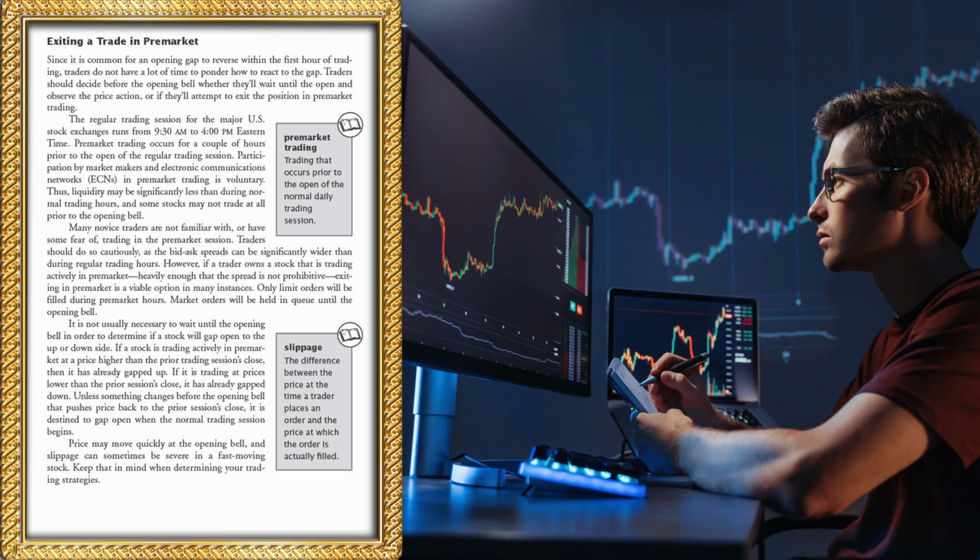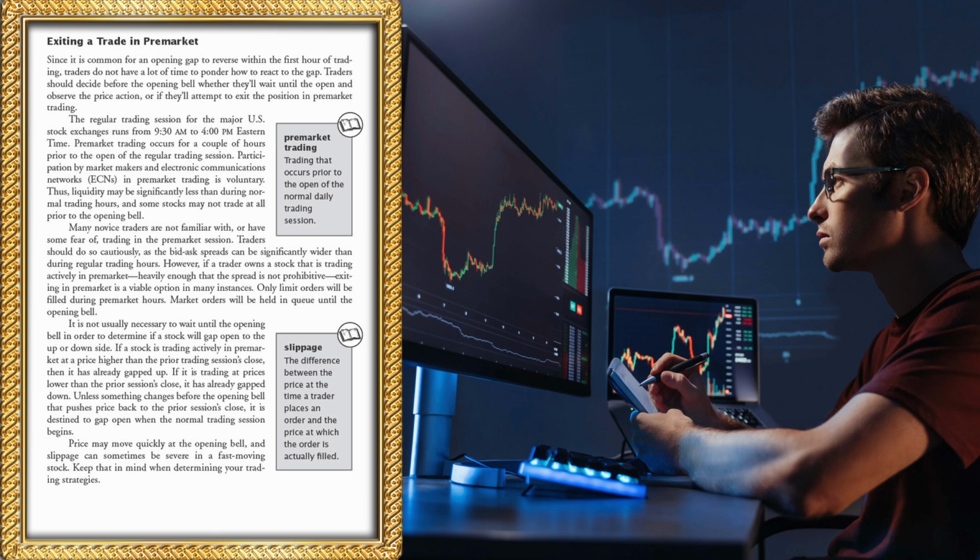It is not usually necessary to wait until the opening bell in order to determine if a stock will gap open to the up or downside. If a stock is trading actively in pre-market at a price higher than the prior trading session's close, then it has already gapped up. If it is trading at prices lower than the prior session's close, it has already gapped down. Unless something changes before the opening bell that pushes price back to the prior session's close, it is destined to gap open when the normal trading session begins.